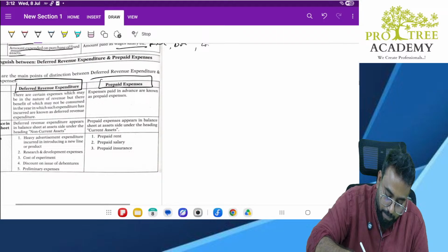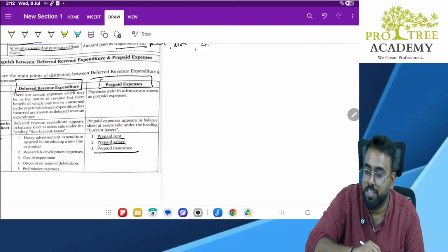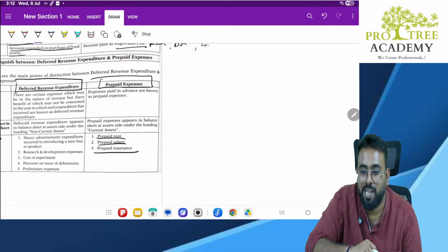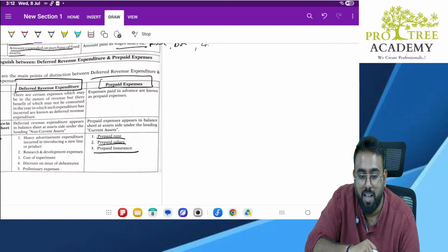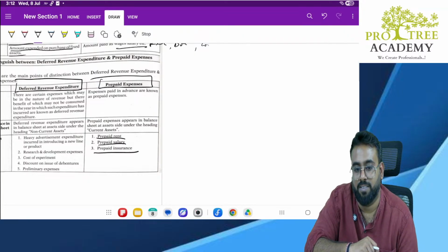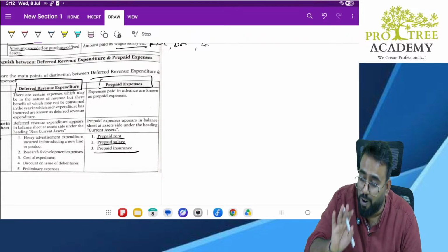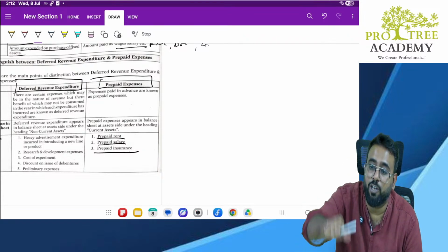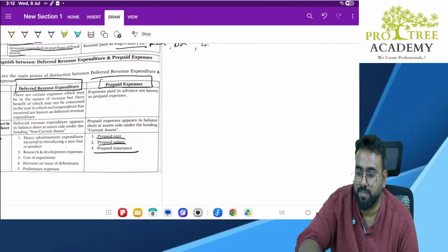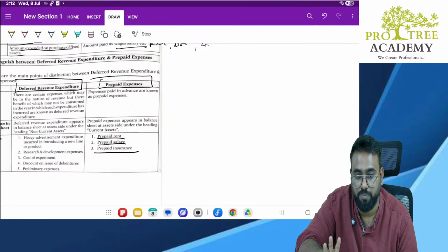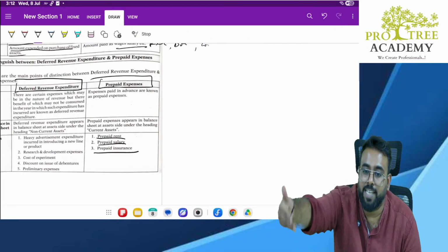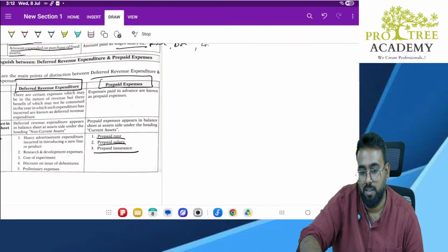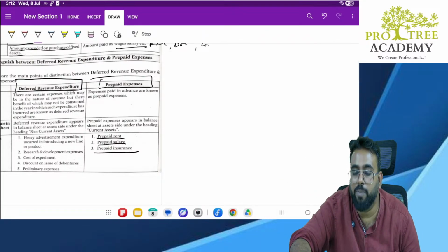Now, examples: prepaid rent, prepaid salary, prepaid insurance. Sometimes what happens, an employee comes and asks, sir, pay me 6 months salary in advance. I have my sister's marriage. Correct? Now, what is he asking? Is he asking for a loan? No. He is asking for his salary to be paid in advance. He is not asking for any loan from you. He is telling, sir, anyhow you will pay salary to me every month. No, that you pay in advance, because I have an event for which I need money.